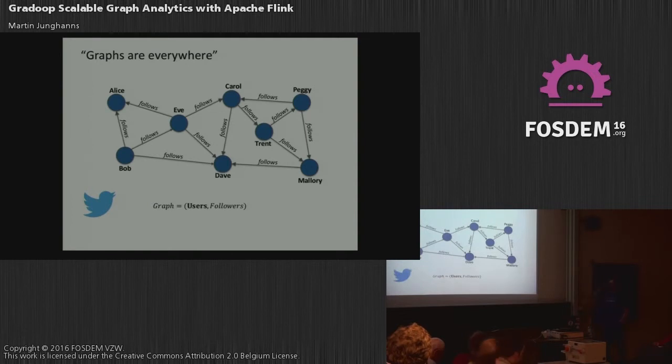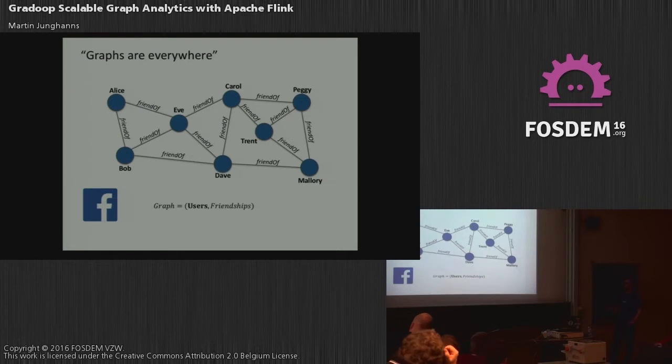For example, you can model a Twitter-like social network where you have users denoted by blue vertices, for example, Alice, Bob, and Eve, and follower relationships between them, so directed edges with a label follows. You can, of course, model another network, for example, a social network like Facebook, where the connections are friendships now, and you still have the users.